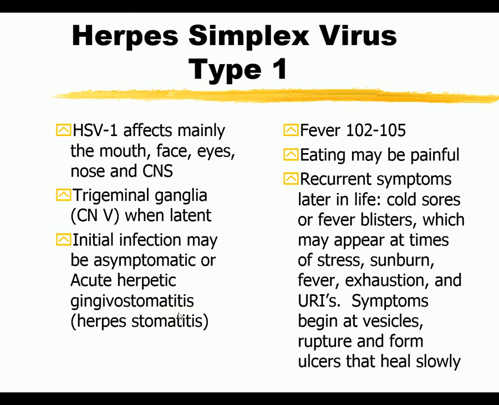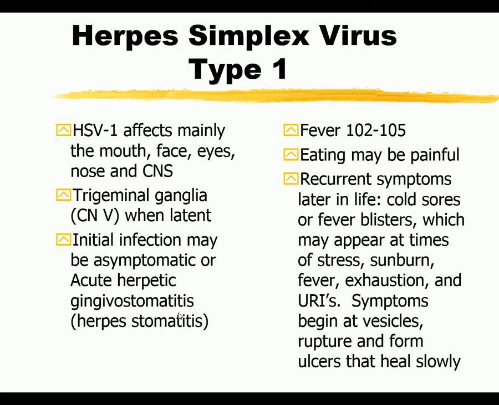Herpes simplex 1 affects mainly the mouth, and can affect the face, the eyes, the nose, and the central nervous system. But it lies latent in our trigeminal nerve, which is cranial nerve number 5. The initial infection may be asymptomatic in children particularly, or it can be what's called acute herpetic gingivostomatitis. Now, what acute herpetic gingivostomatitis is, this is an inflammation of the gingival and oral mucosa.